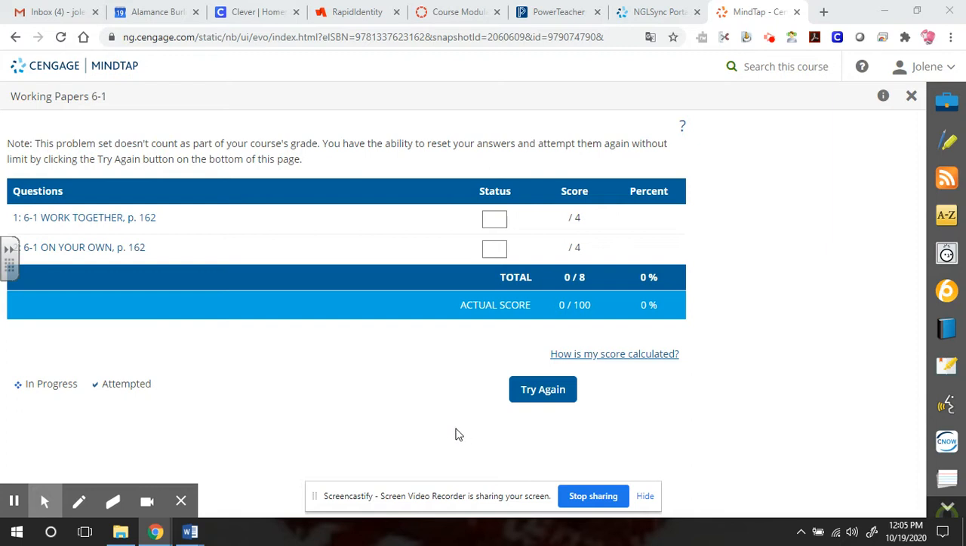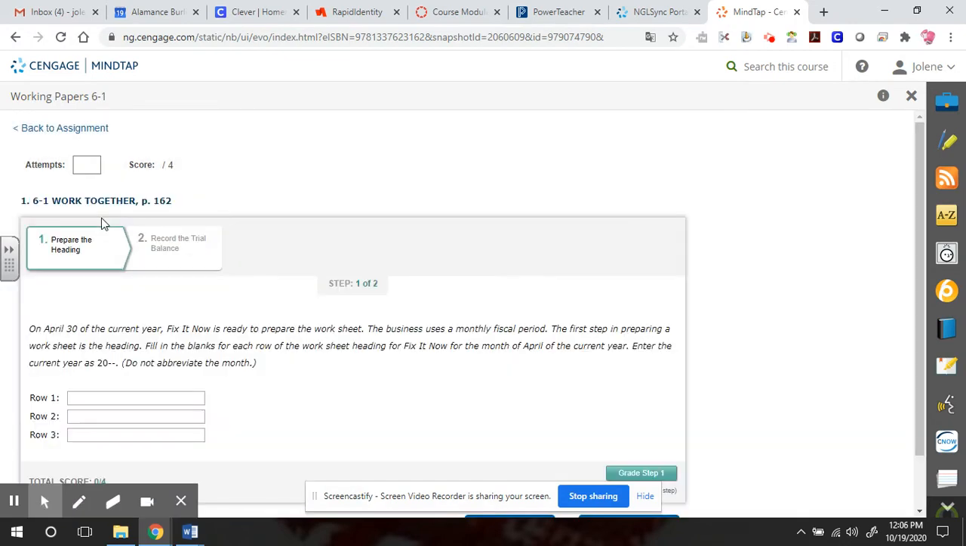This is in chapter 6 of your textbook. As far as the curriculum goes, for us in North Carolina, this is 4-3 of our North Carolina Accounting 1 BA11 curriculum. So I'm in here, the work together and the on your own for 6-1. We're going to start with just the title of the document and the trial balance columns.